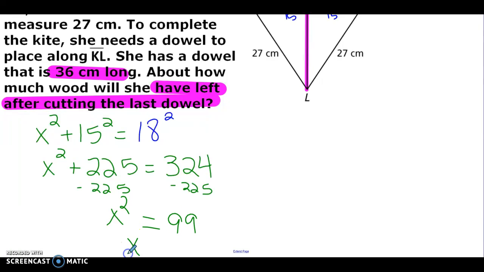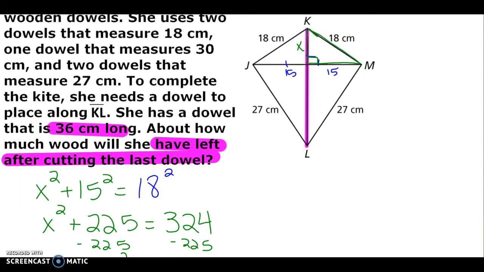So we're going to leave x as the square root of 99. That's how we got rid of our x squared. And we're going to leave it as exact because we're about to do something with it. If we put it in our calculator and round, it's going to get even more rounded by the end. So find the rest of KL.